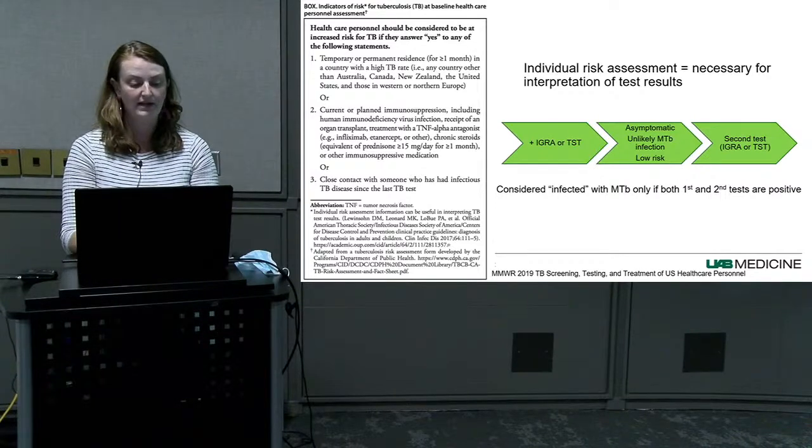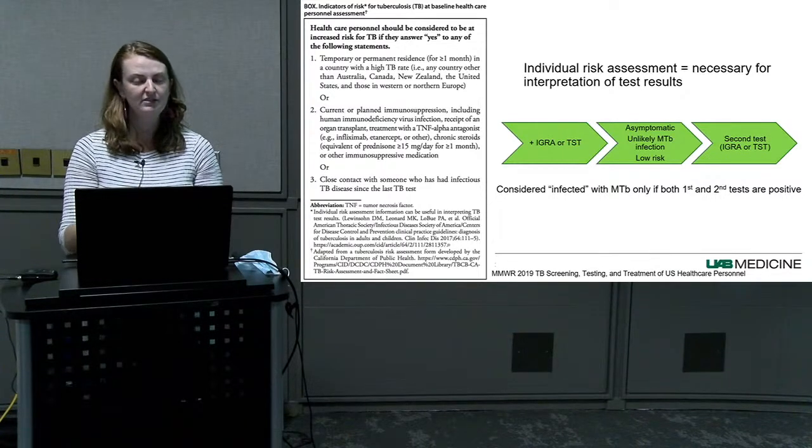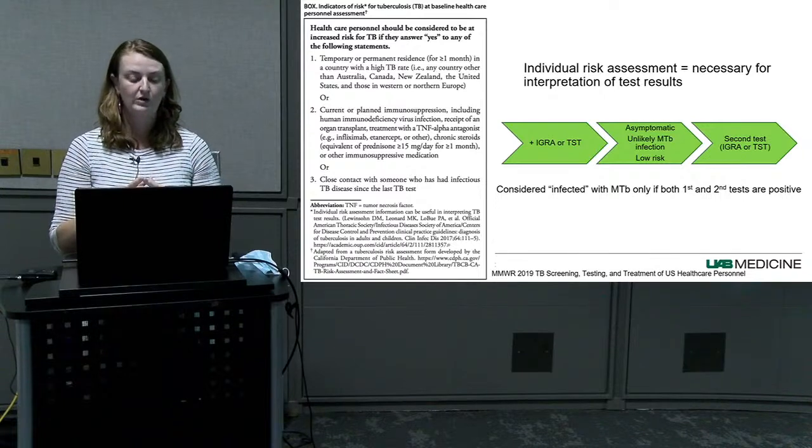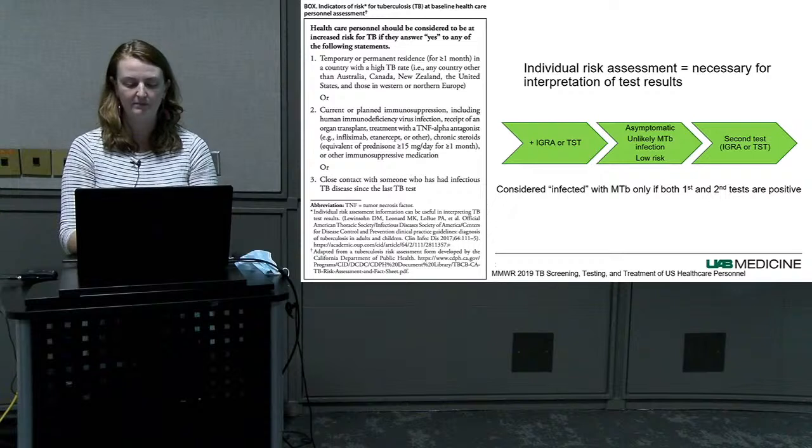Anyone with current or planned immunosuppression, or someone who has had a close contact with infectious TB since their most recent test. And this individual risk assessment is important when you interpret testing results. And this is the testing algorithm that the CDC recommends.